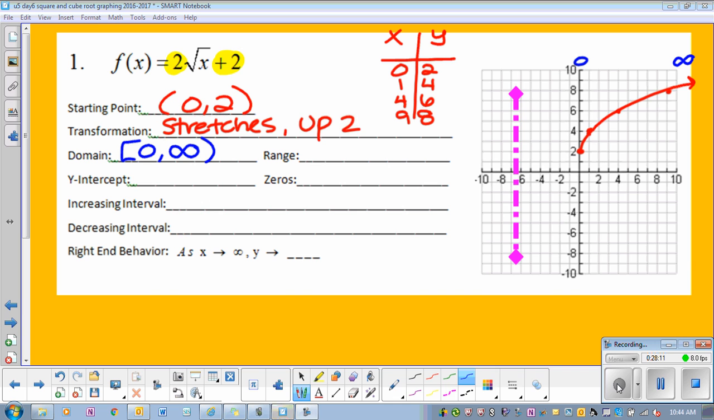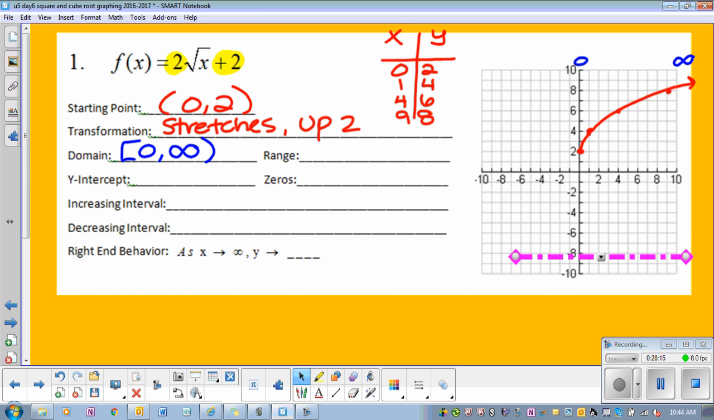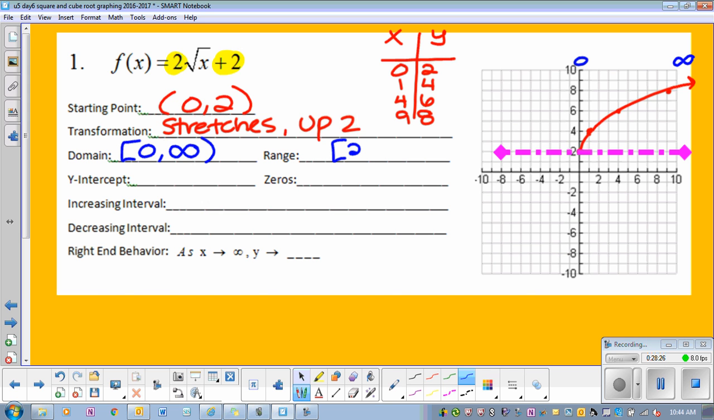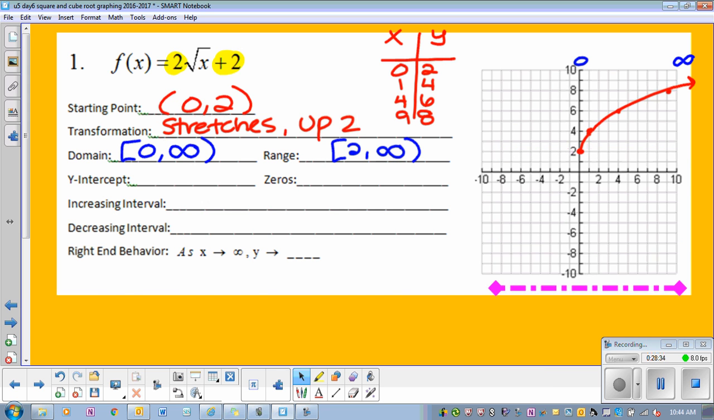And what would my range be? 2 to infinity. Excellent. 2 to infinity. Great. And 2 gets a bracket as well. Closed circle, right? Now, what is the y-intercept here? 0, 2. Excellent.